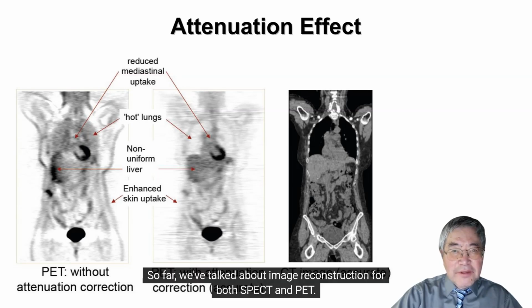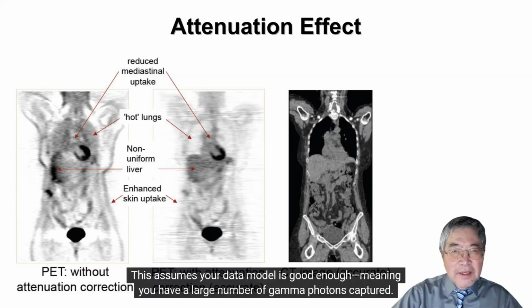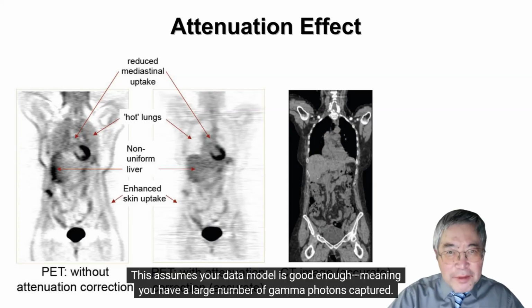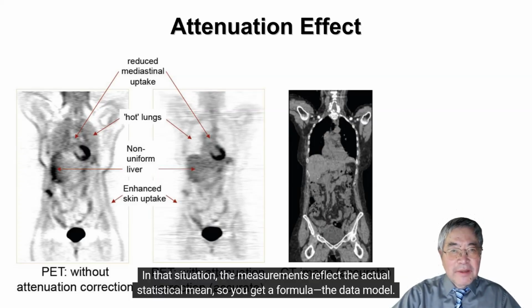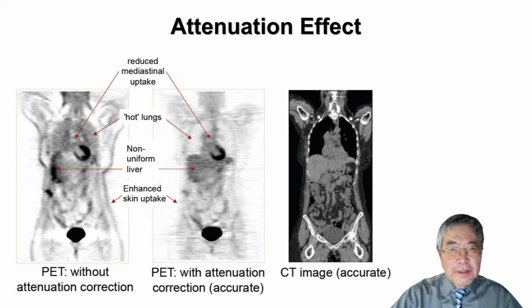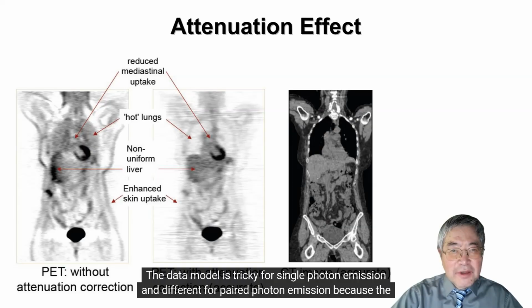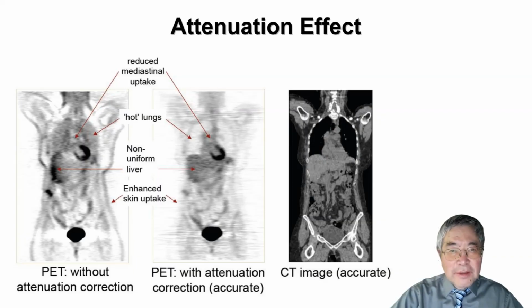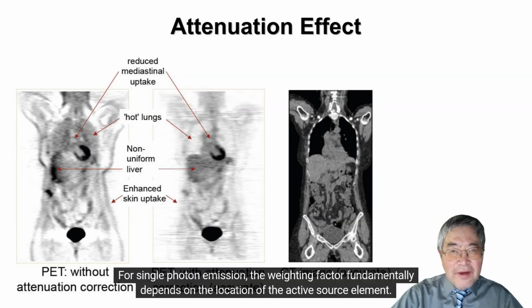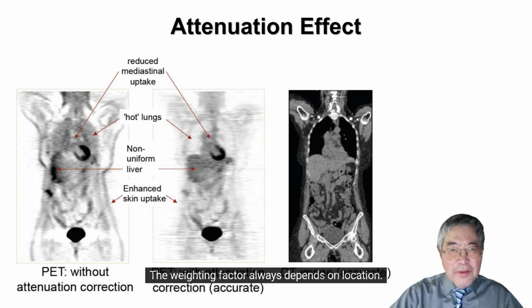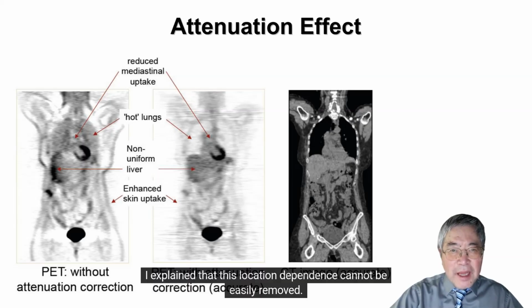So far we've talked about image reconstruction for both SPECT and PET. This assumes your data model is good enough, meaning you have a large number of gamma photons captured. In that situation, the measurements reflect the actual statistical mean, so you get a formula, the data model. The data model is tricky for single photon emission and different for paired photon emission because the weighting factor changes. For single photon emission, the weighting factor fundamentally depends on the location of the active source element. The weighting factor always depends on location. I explained that this location dependence cannot be easily removed.